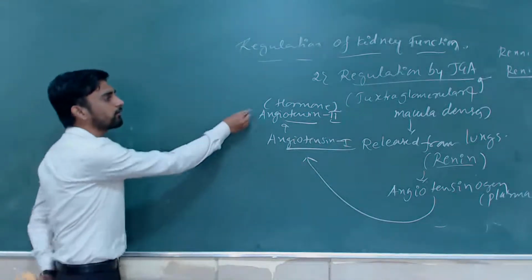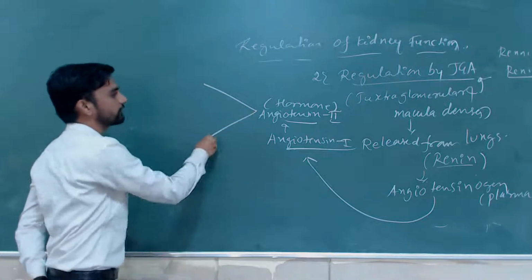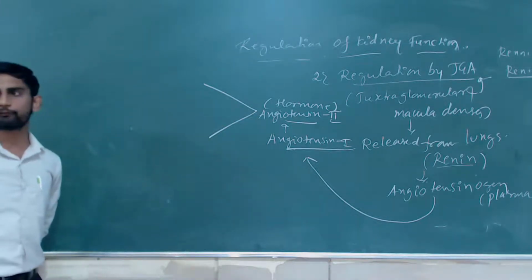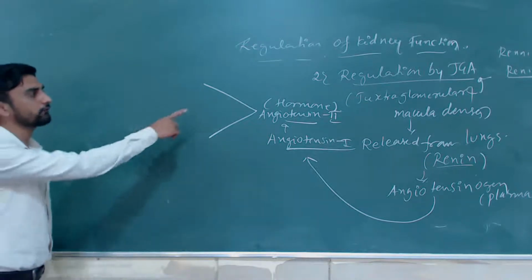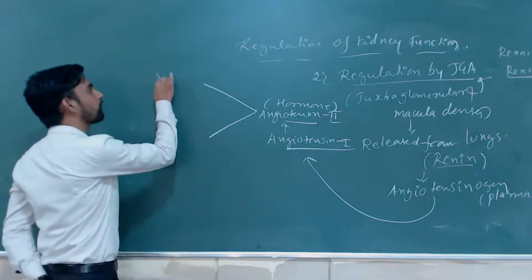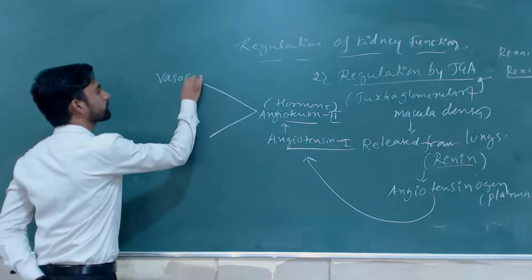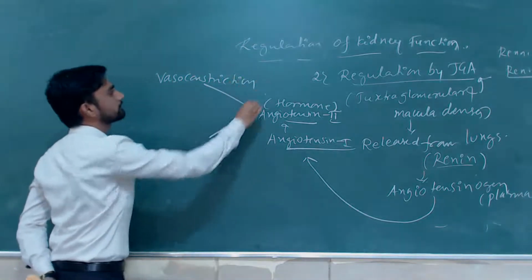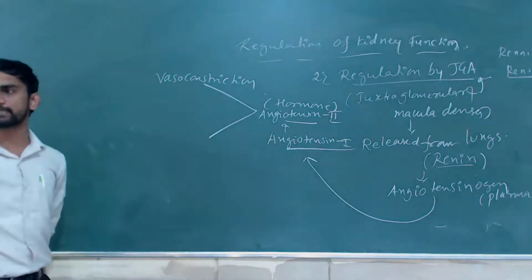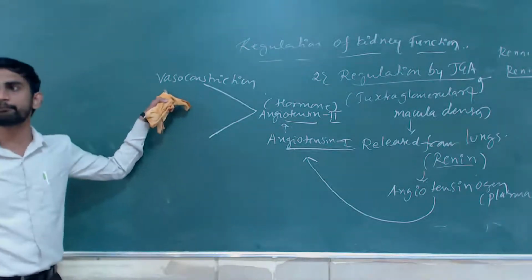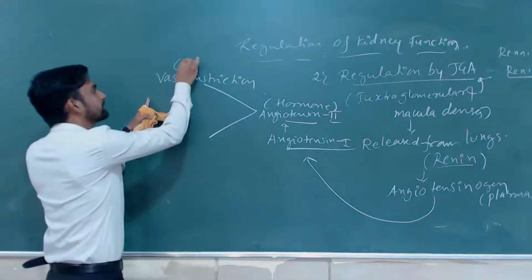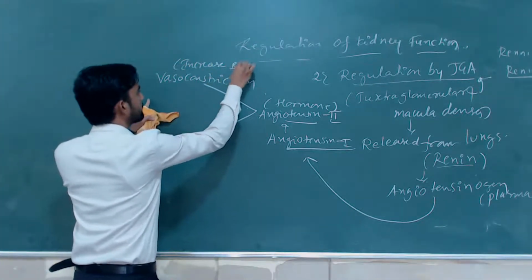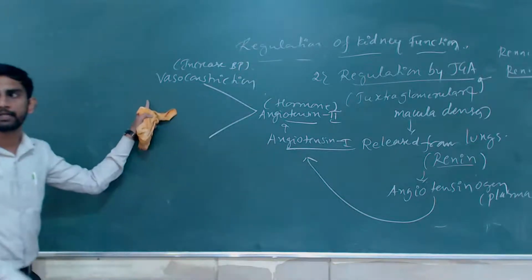And this hormone will have two main important roles after converting angiotensinogen into angiotensin 2. One function of that hormone is vasoconstriction. Do you know what vasoconstriction means? Constriction of blood vessels, and thereby it increases BP. Are you getting my point? Thereby vasoconstriction can increase BP.